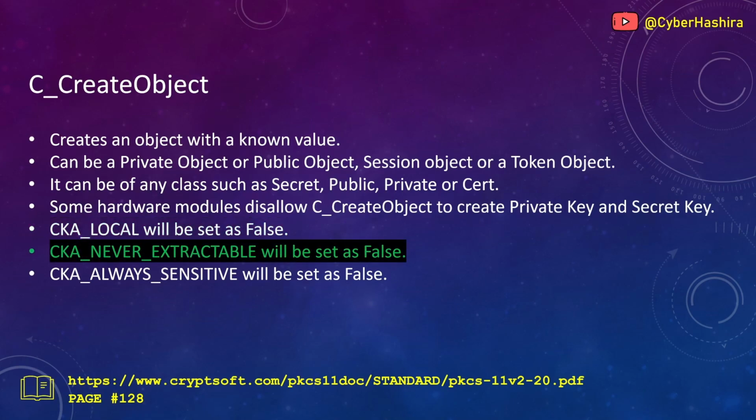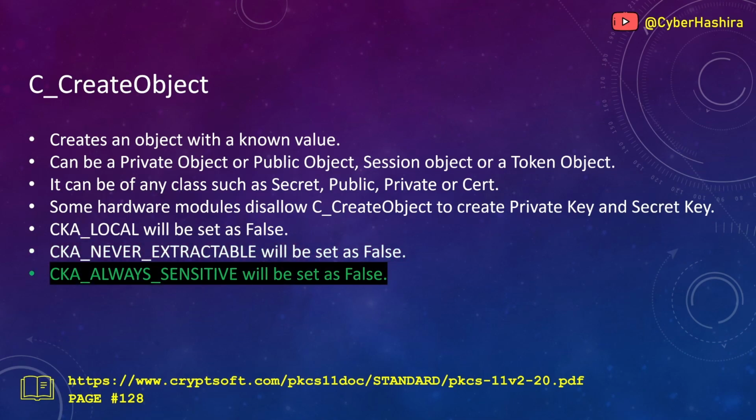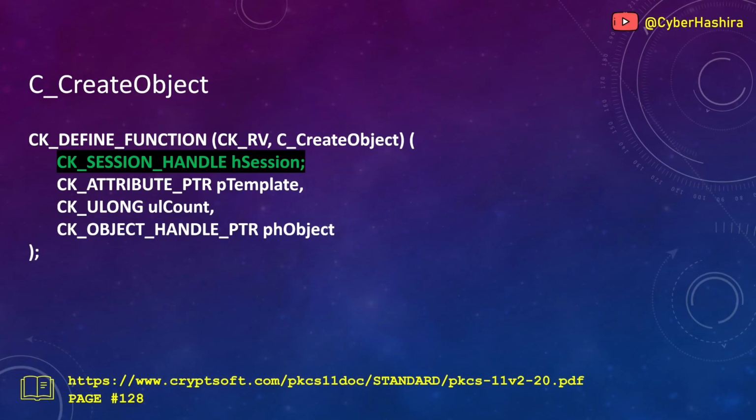Because a known value was used for creating an object, CKA_NEVER_EXTRACTABLE will be set as false. And for that same reason, CKA_ALWAYS_SENSITIVE will also be set as false. Let's now look at how the C_CreateObject function is defined in PKCS 11.